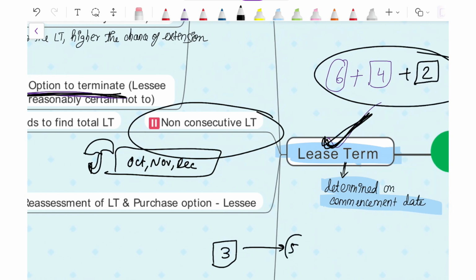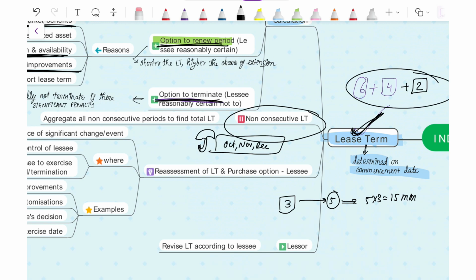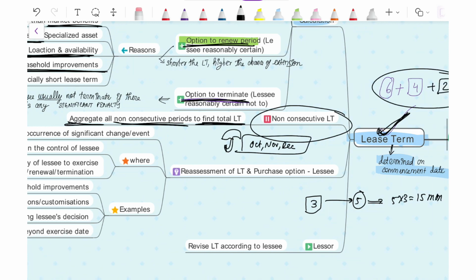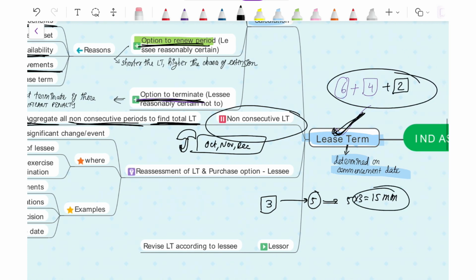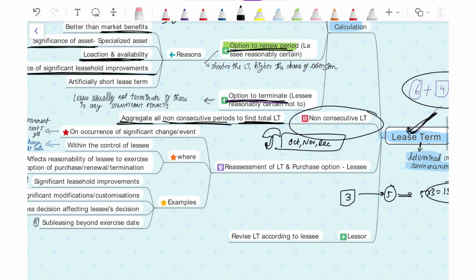So how much is the lease period? Yes, for 5 years you are getting it on lease, but not for the complete 5 years, only for every 3 months of those 5 years. So 5 into 3, for 15 months you are getting it on lease. This way also you can calculate your lease term. If it is a non-consecutive lease term, then in such a case you can aggregate all the non-consecutive periods to find the total lease term, like how we found it here, 15 months. Correct? Yes, I hope you understood that too.